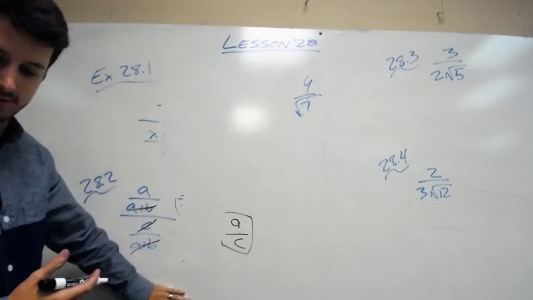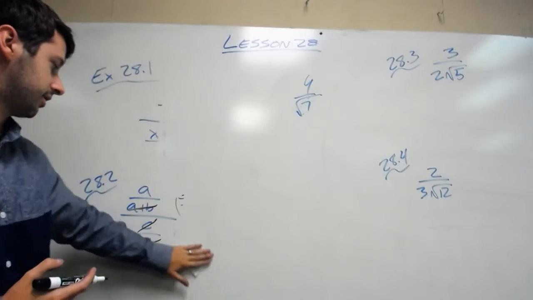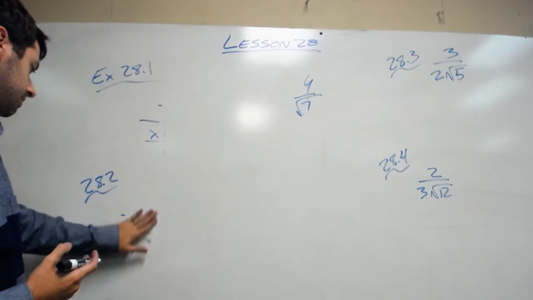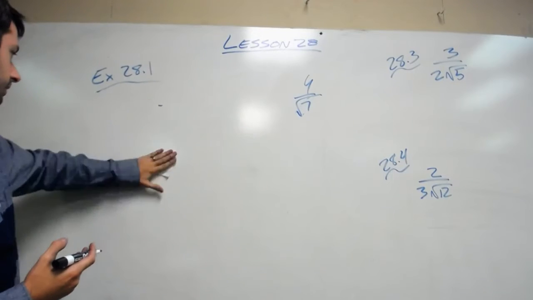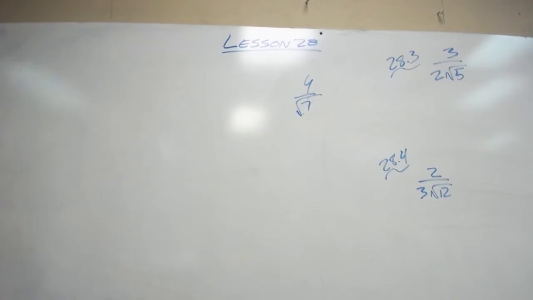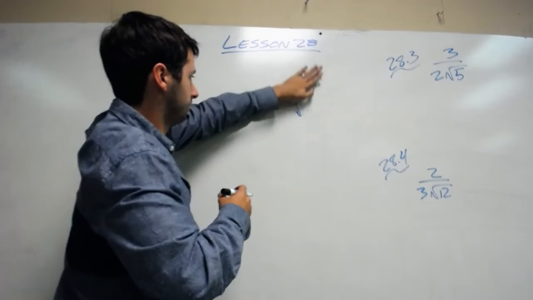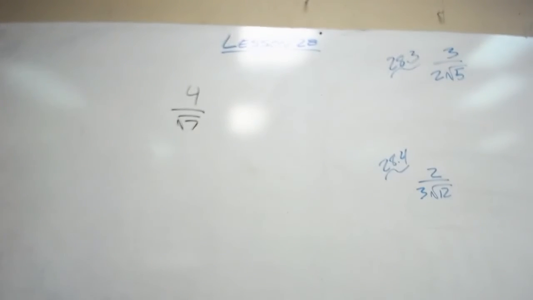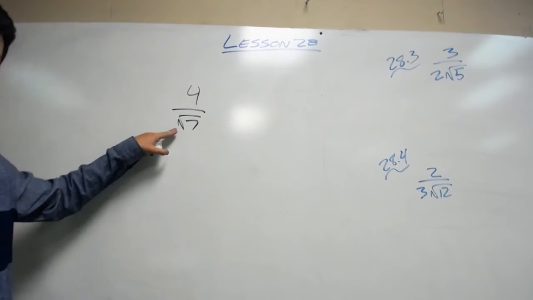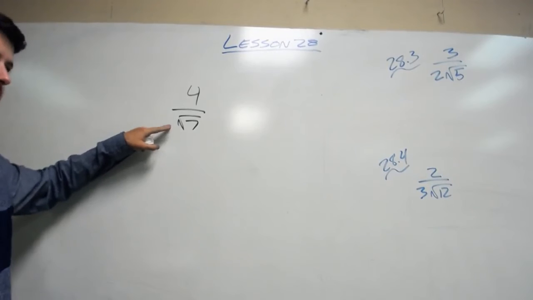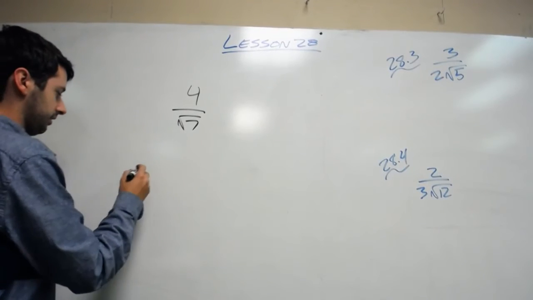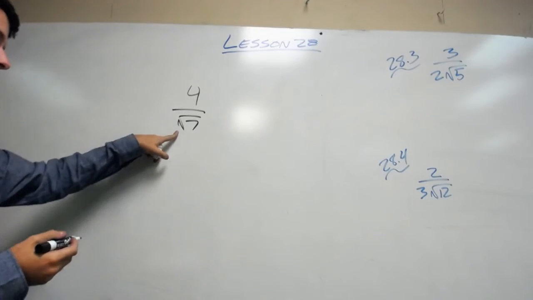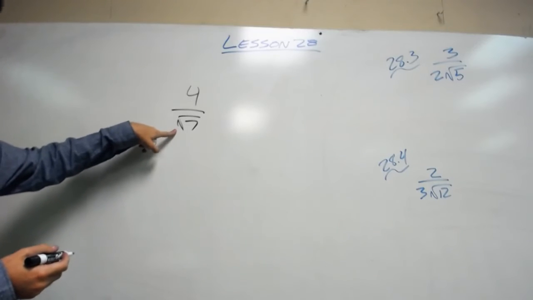Second concept is rationalizing the denominator, and I'll show you what that is. If you have 4 over radical 7, we cannot say it's simplified if there's a radical in the denominator. Okay? Radical cannot be in the denominator. So therefore, we have to get rid of this.